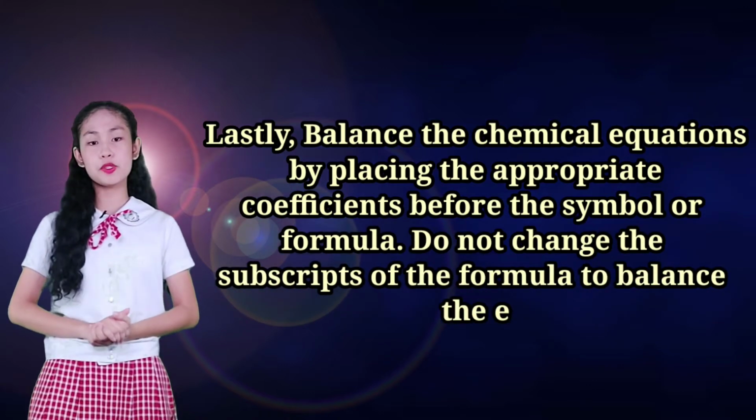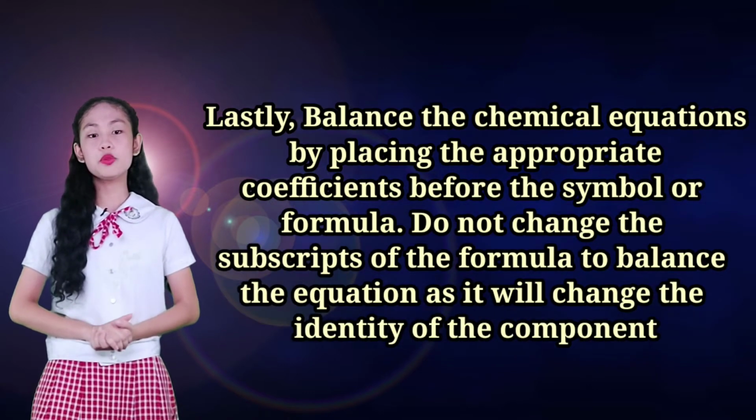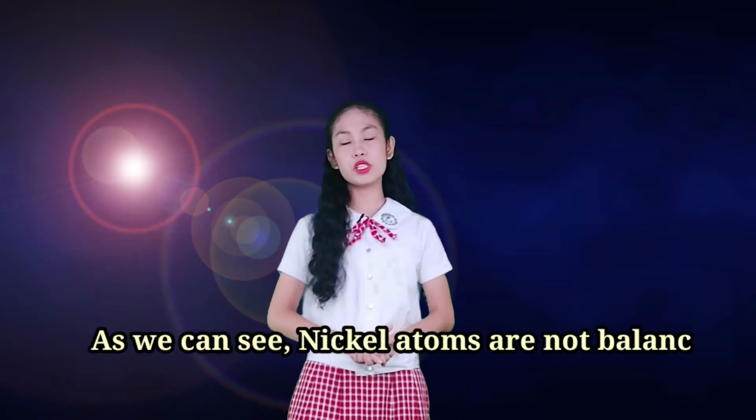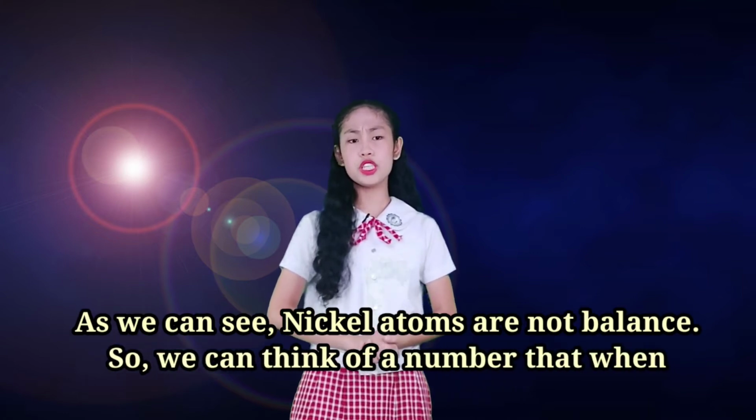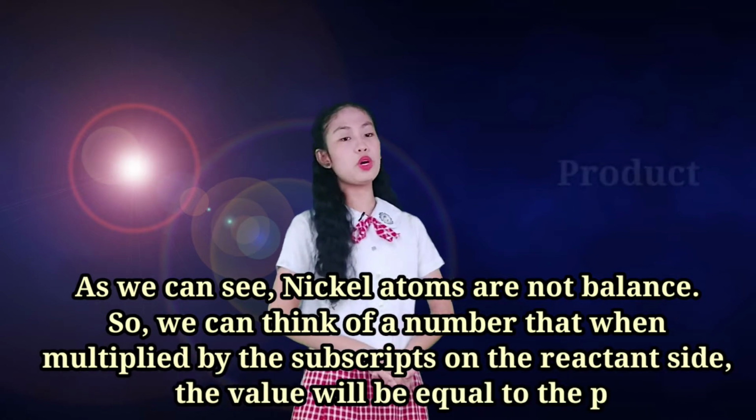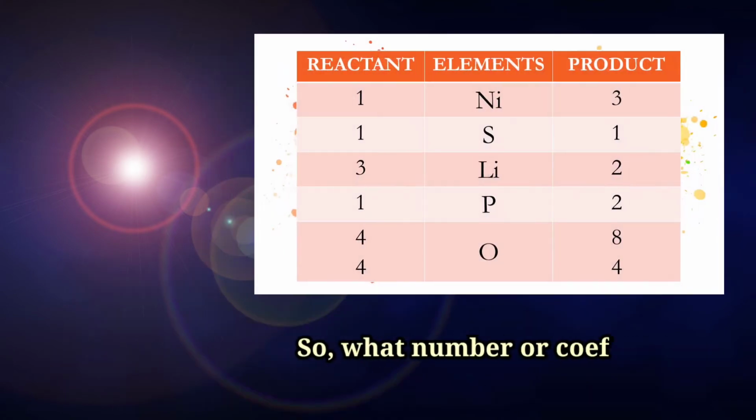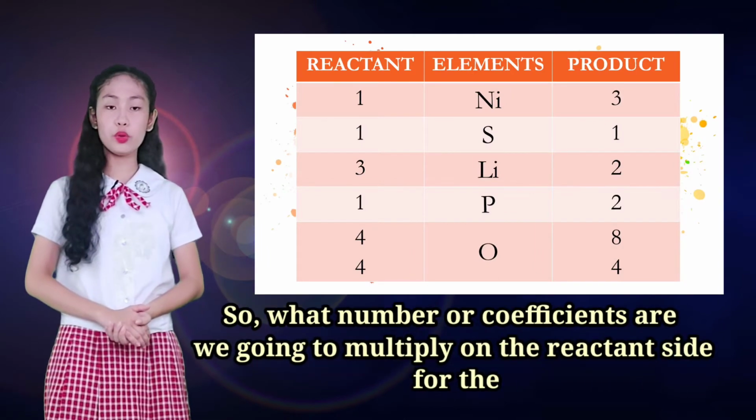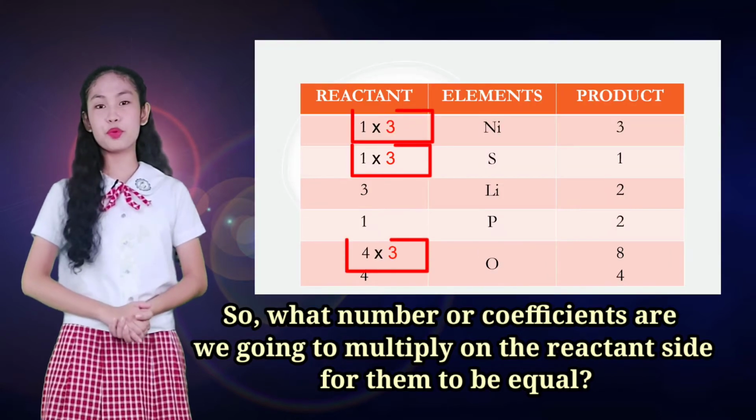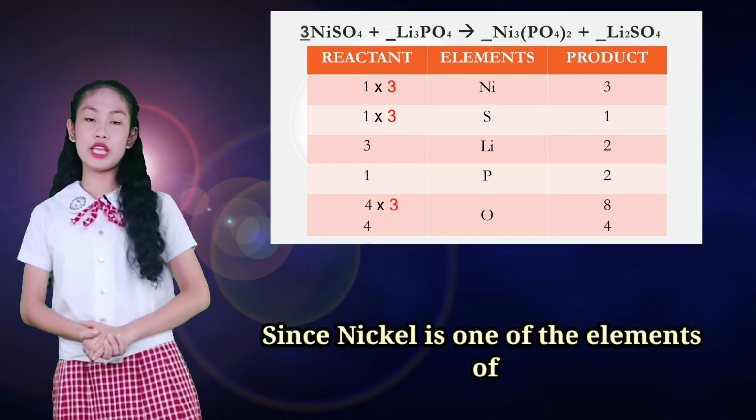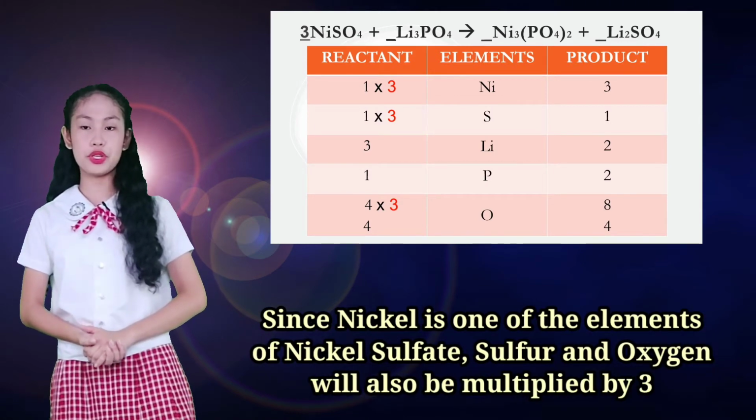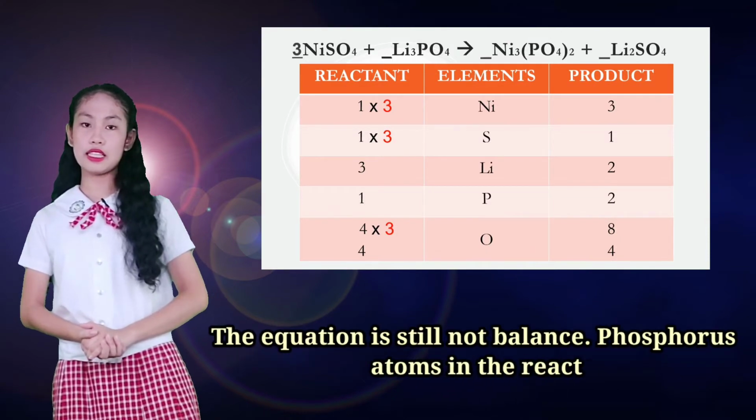Do not change the subscripts of the formula to balance the equation, as it will change the identity of the components. As we can see, nickel atoms are not balanced. So we can think of a number that when multiplied by the subscripts on the reactant side, the value will be equal to the product. So what number or coefficients are we going to multiply on the reactant side for them to be equal? Correct! Number 3. Since nickel is one of the elements of nickel sulfate, sulfur and oxygen will also be multiplied by 3. The equation is still not balanced.